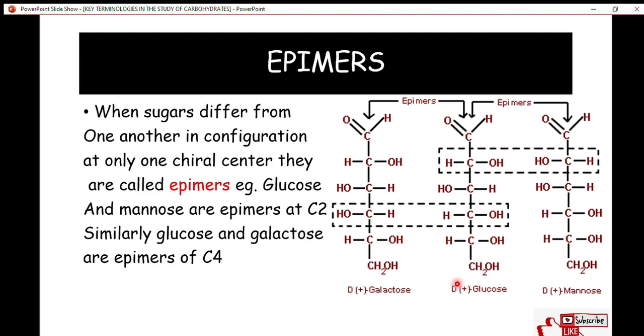Now let's compare D-glucose and D-mannose. We can also see that at carbon 2 there is a change in position of the hydroxy group, from here to here, so it can also be termed an epimer. That's the basic definition of an epimer.